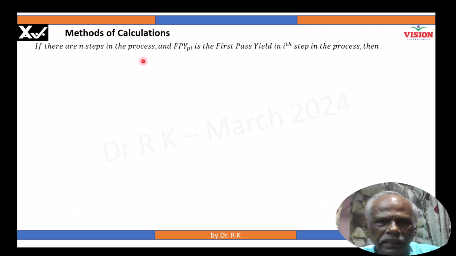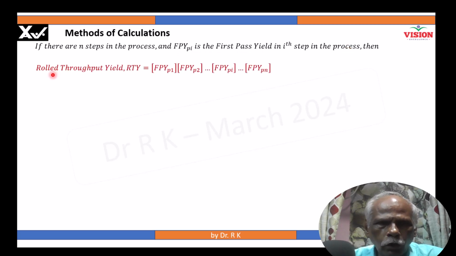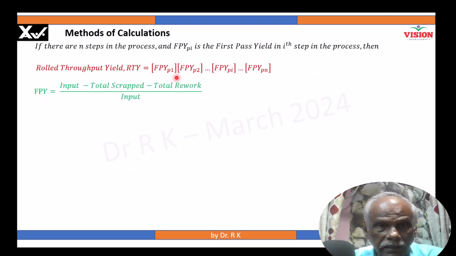Now, if there are n steps in the process and first pass yield for process i, that is first pass yield in the ith step in the process, then rolled throughput yield RTY is equal to FPY process 1 into FPY process 2 up to FPY process n, where FPY process i is the ith process first pass yield. So first pass yield for the entire system is input minus total scrapped minus total rework divided by input.